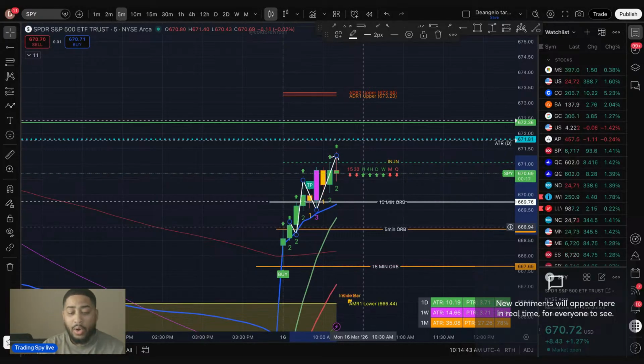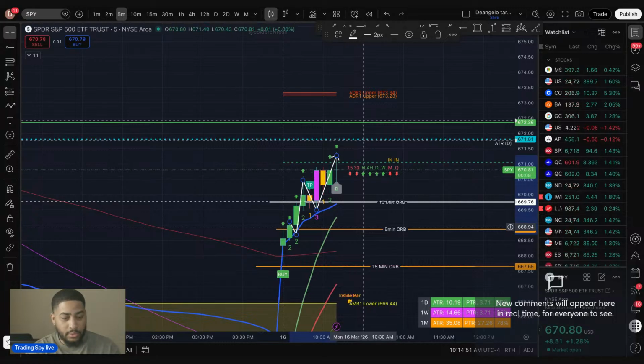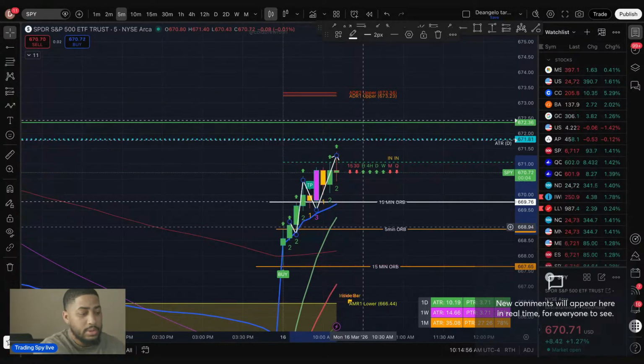Once the 9 crosses above the VWAP, once it crosses up past the VWAP, the market is going to be very, very bullish from that point on. We got to close above it, right? So that's what we got to do.